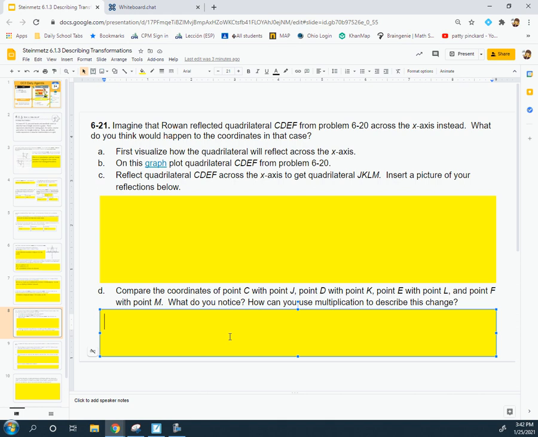How can you use multiplication? So the x-coordinates became the opposites. So multiply by negative 1.